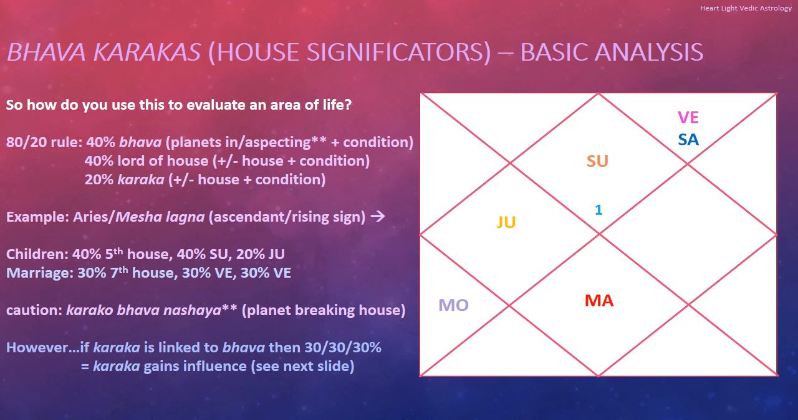Okay. And the next thing we want to look at is the Lord of the house. Well, the Lord of the house in this mock-up chart is going to be Venus, because Venus rules Libra. Okay. So what's going on with Venus? Well, Venus has gone to the 12th house of losses and expenditures. So Venus is in a negative house. And Venus is exalted.